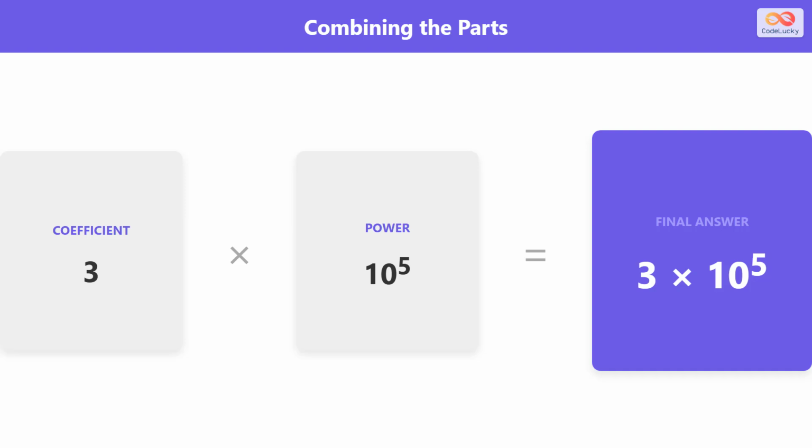Now we just put the two pieces back together. We take our new coefficient, 3, and multiply it by our new power, 10 to the 5th. The final answer is 3 times 10 to the power of 5.